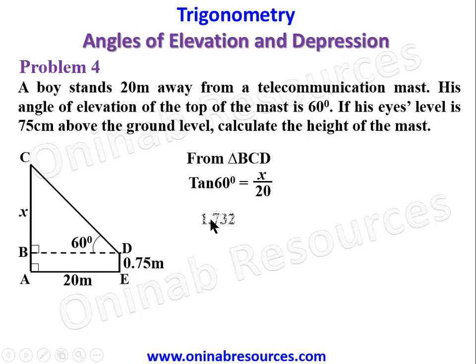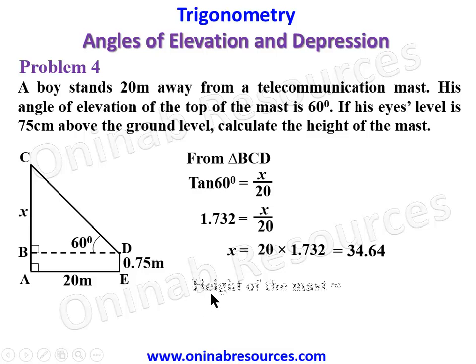So tan 60 degrees is 1.732, which is equal to X over 20, so X will be equal to 20 times 1.732, which gives 34.64. And to calculate the height of the mast now, we said it is 34.64 plus 0.75, that is BC plus AB, and that gives 35.39 meters.